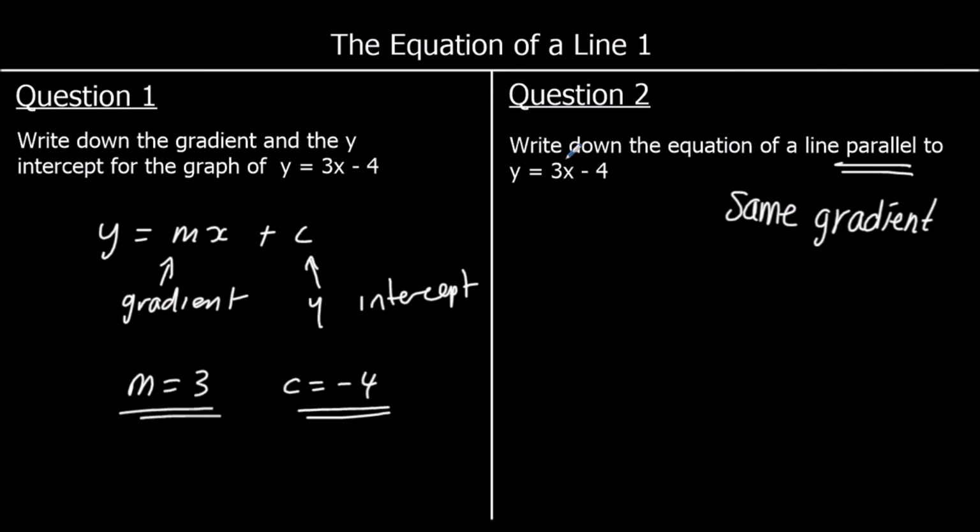So the gradient is 3. So anything with y equals 3x. So any y-intercept at all, apart from minus 4. So y equals 3x plus 2, or plus 3, or plus 4, or plus 5, or minus 10. So as long as it's got the same gradient, a gradient of 3, you can write down that line.